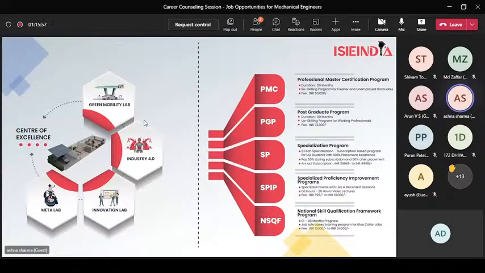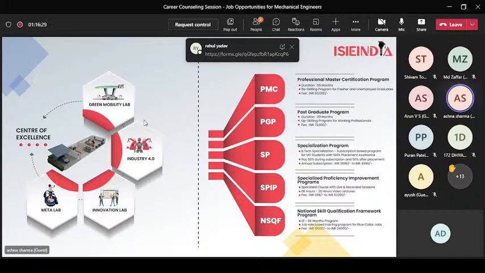There are some courses which we provide that are offline or online based. In offline, there are Centers of Excellence, Green Mobility Lab, Industry 4.0, Innovation Labs, Meta Labs. For online courses, Professional Master Certification Program, Post Graduation Program, Specialization Program, Specialization Proficiency Improvement Programs, and more than that, National Skill Qualification Framework Program.